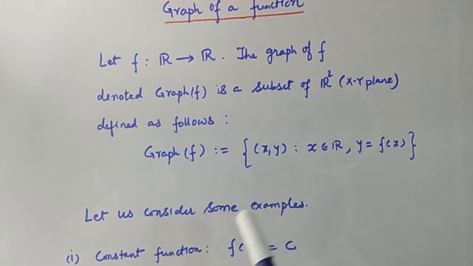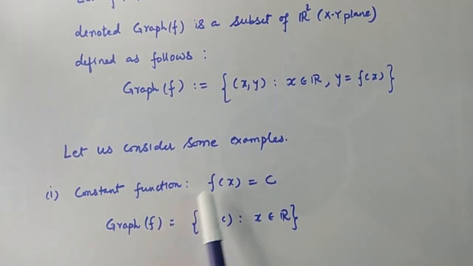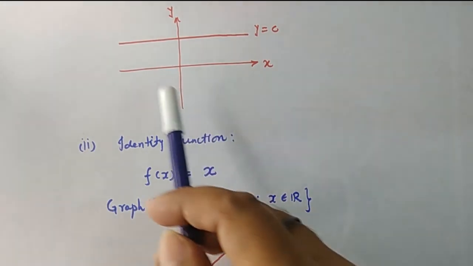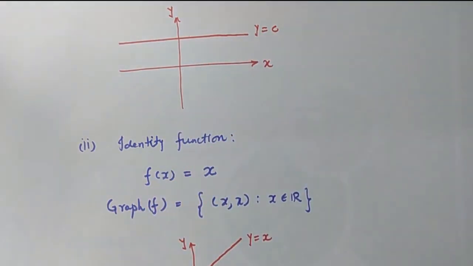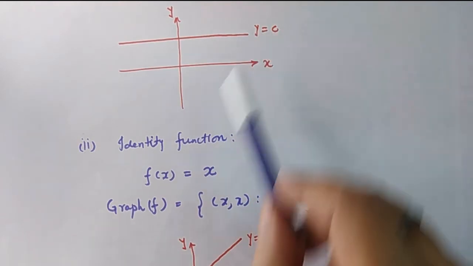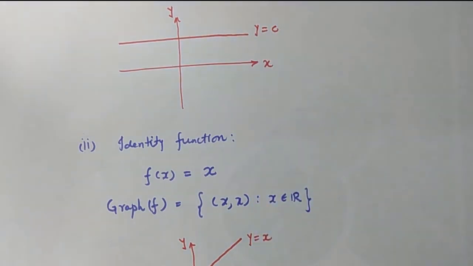Let us consider some examples. Consider the constant function f(x) equal to c. As per our definition, the graph of f is the collection of points of the form (x, c), where x belongs to R. The graph of f can be represented on the xy plane by means of this straight line y equal to c, because the graph of f has the y coordinate fixed at c.